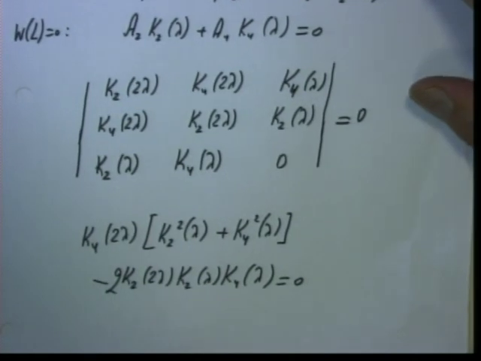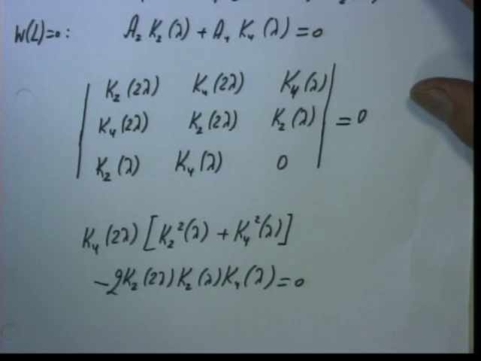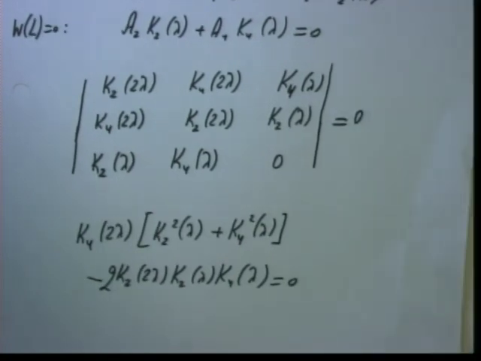So an equation is like this. When I open this, K4 of 2 lambda times K2 square of lambda plus K4 square of lambda minus 2K2 of 2 lambda times K2 of lambda times K4 of lambda, and that equals 0. So this is an expression.